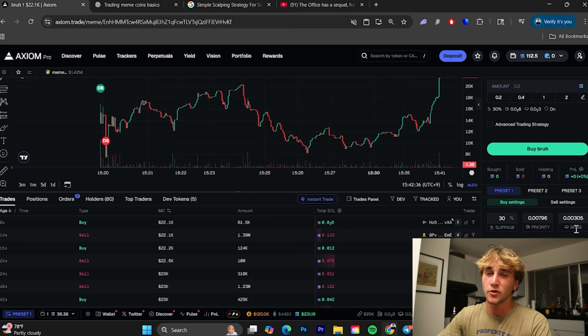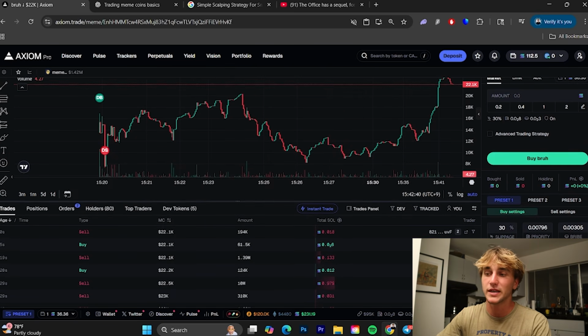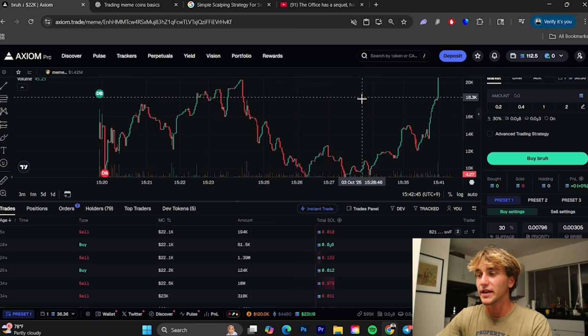It's just going to be much slower compared to how fast my trades enter. But obviously that is not an issue because the whole point of scalping is getting in and out quick. Now, this is a great example of a coin.